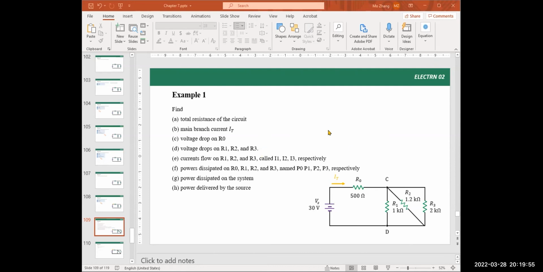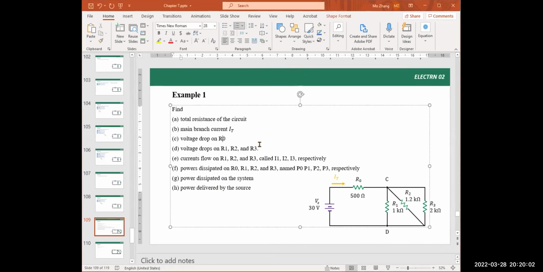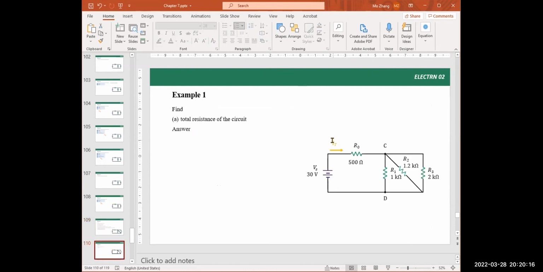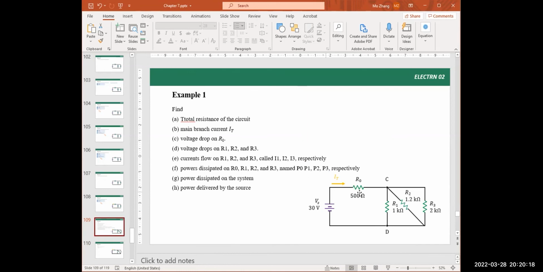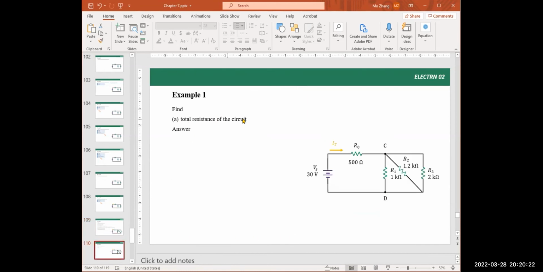Okay, let me work on it, and everyone can watch also. If this is too challenging, you can watch. I'll say it and explain at the same time. So first we need to find the total resistance of the circuit. So here is the circuit, and then we need to find the total resistance of the circuit.